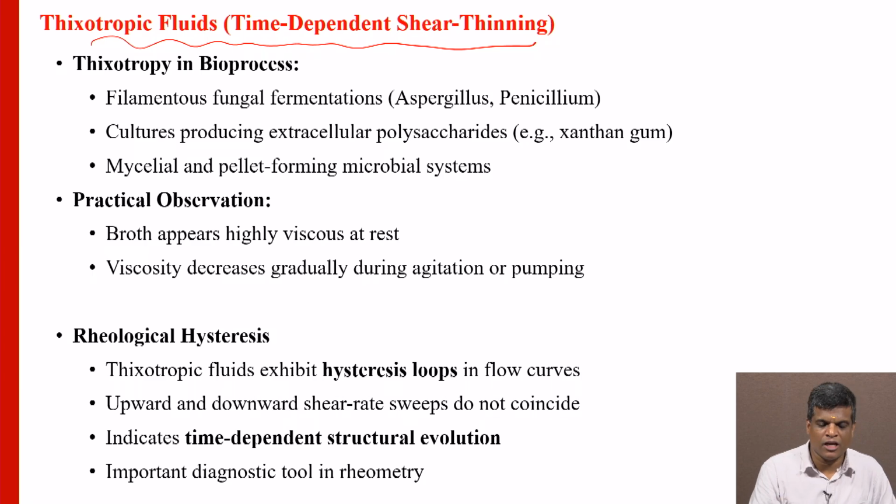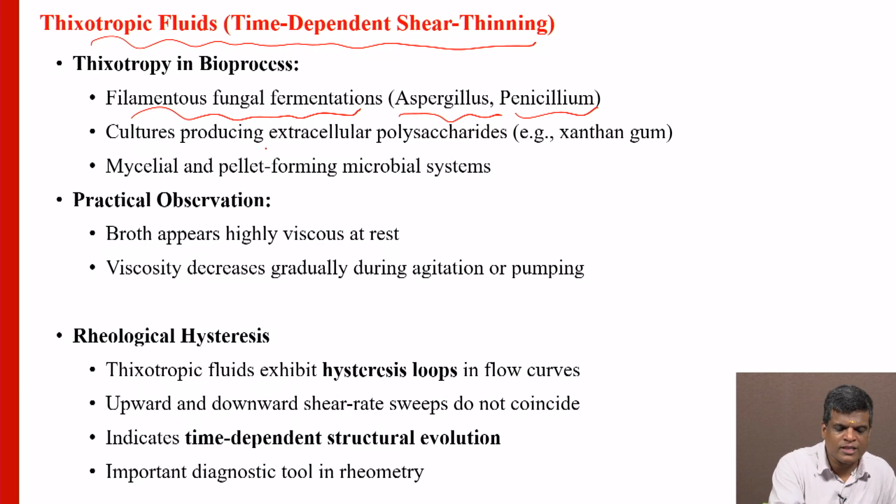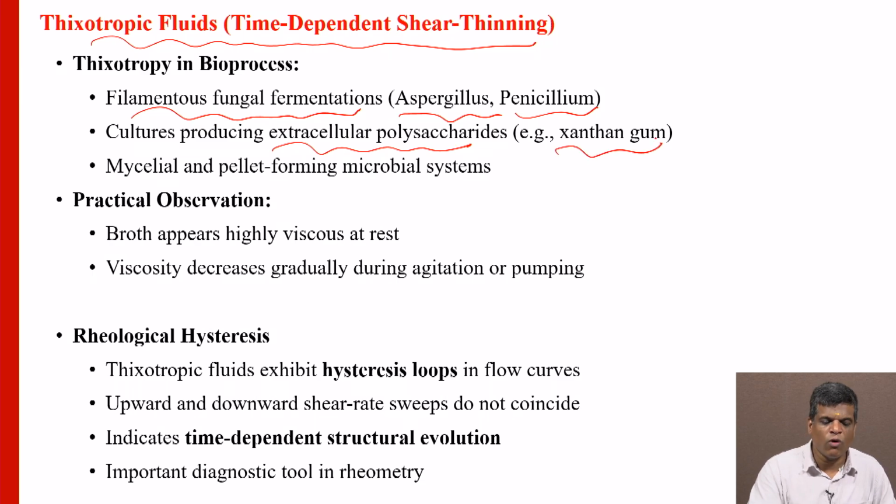So we need some examples. Whatever we discussed already in the previous class, we also discussed the filamentous fungal fermentation. So Aspergillus and Penicillium all come under the thixotropic bioprocess. Then cultures producing extracellular polysaccharides, for example xanthan gum, all come under thixotropic bioprocesses. Then mycelial pellet forming microbial systems are also the best example of thixotropy in bioprocess.